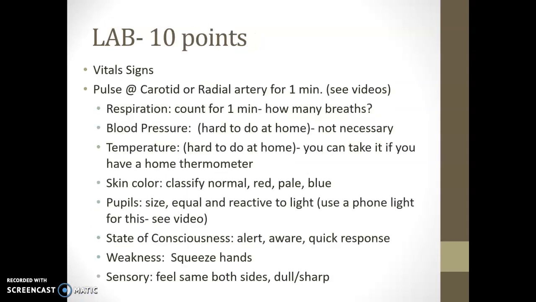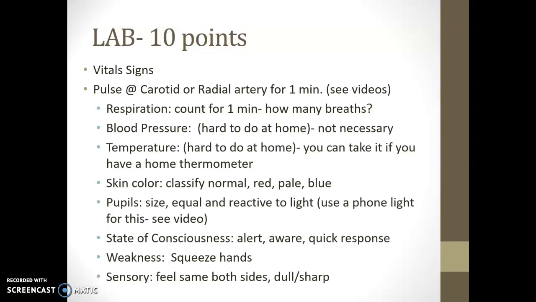Okay, so vital signs, you are going to check the pulse of the carotid and radial artery for 1 minute. Again, see the videos. We will count respiration for a minute. We won't worry about blood pressure or temperature. You can take that if you have a thermometer or a home blood pressure cuff, but those aren't common.